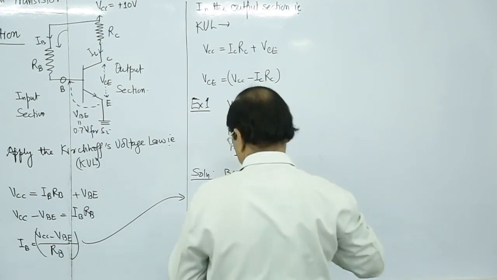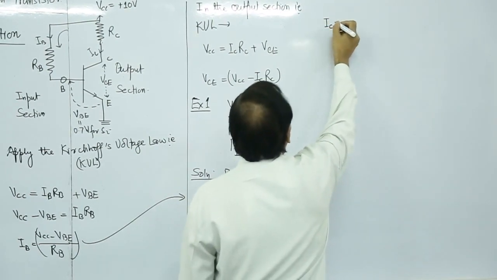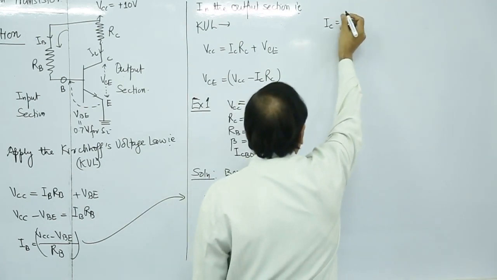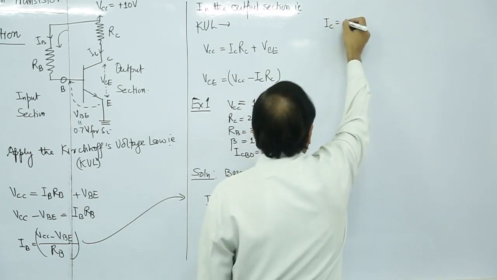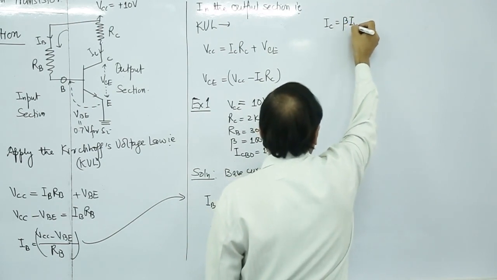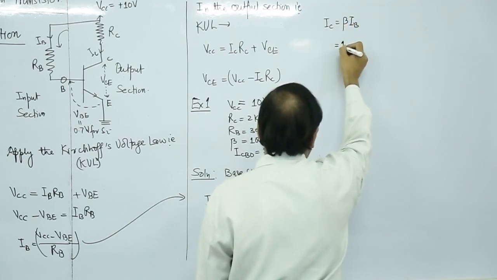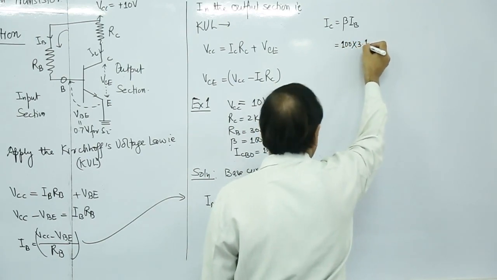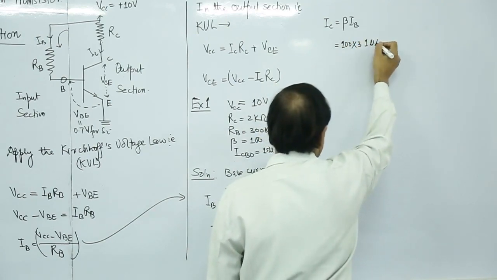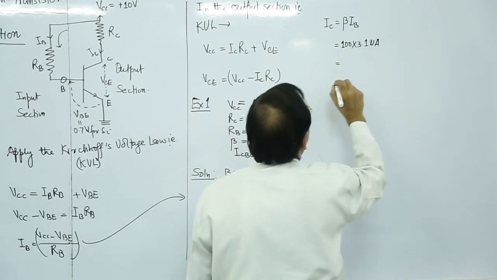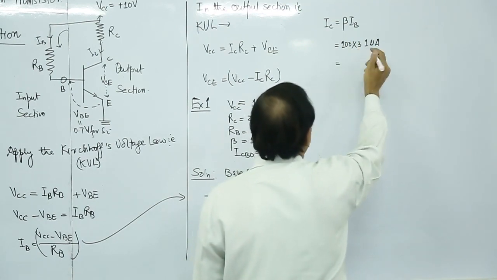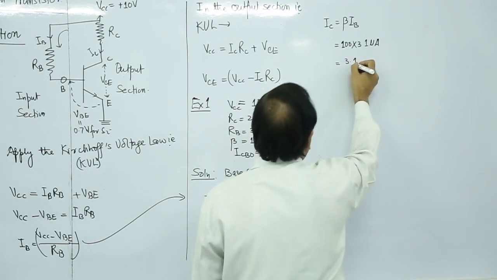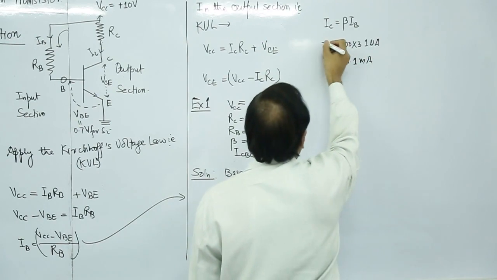And the IC here, IC is equal to beta IB, beta is 100 into 31 microampere. So this is plus 2, this is minus 6. So it is 3.1 milliampere. This is IC.